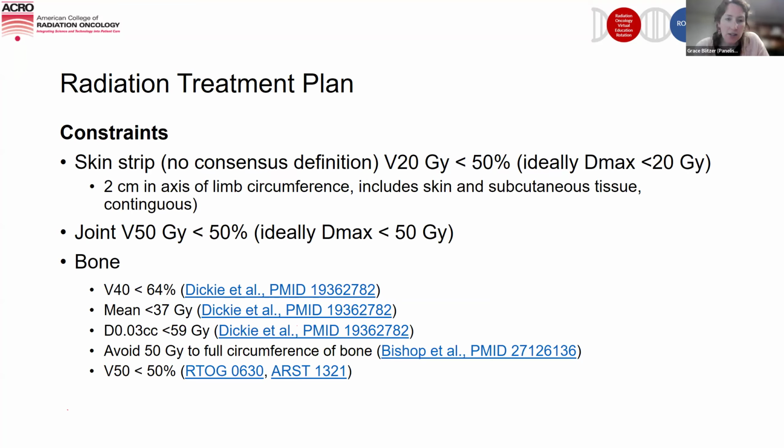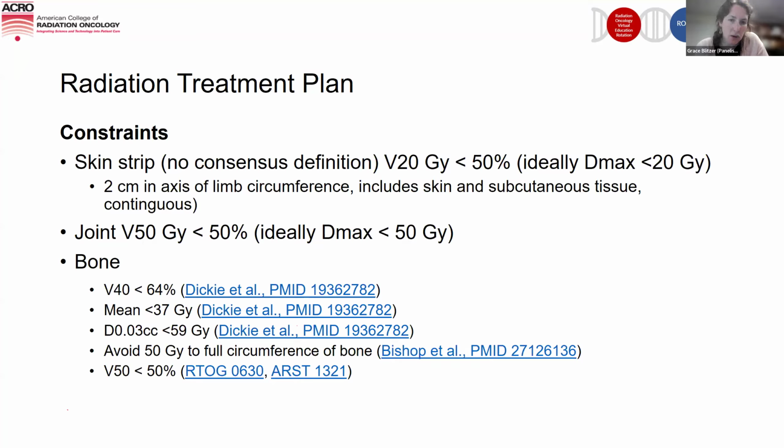The important things here, skin strip. There is no consensus definition for this. You want to make sure that you are getting skin, obviously, but then think about that subcutaneous tissue where your lymphatics may be draining. You want it to be continuous along there. You want at least 2 cm of this. And the goal would be D max less than 20 gray, but if you have to, you can do the volume receiving 20 gray less than 50% of that skin strip.